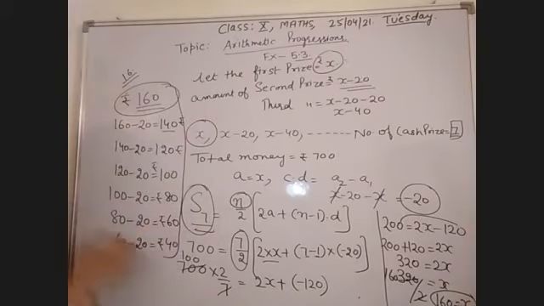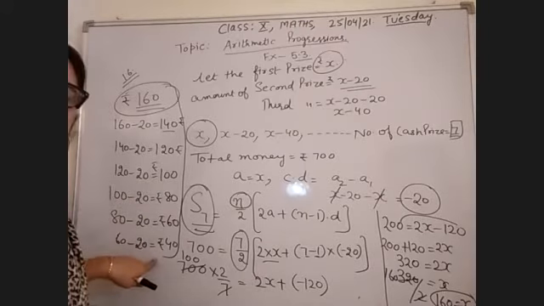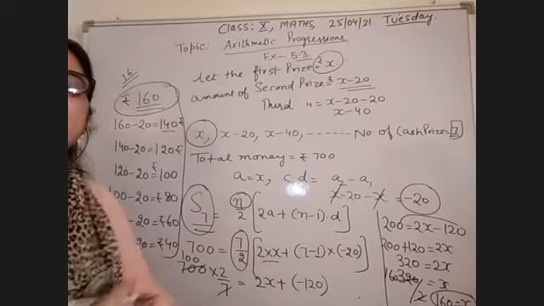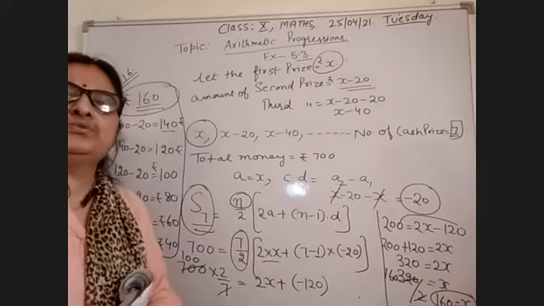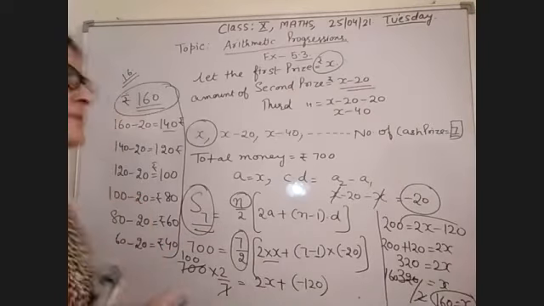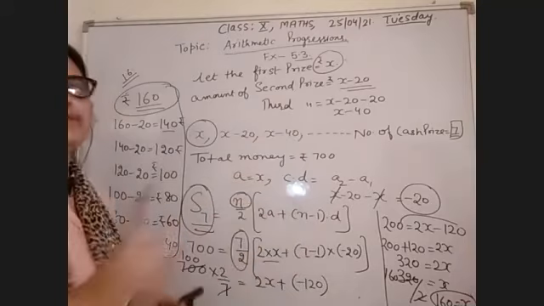So these cash prizes are 160, 140, 120, 100, 80 and then 60 and lastly it is the 40. So these 7 cash prizes are given to the students. Okay, 7 cash prizes. How you will find?